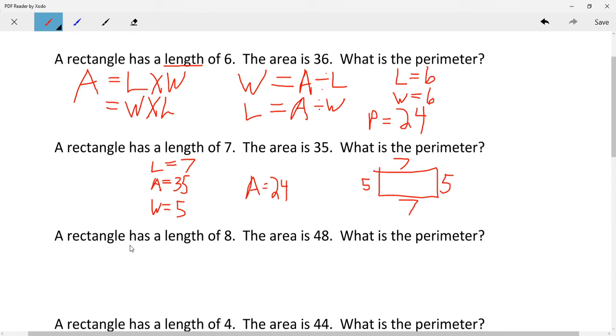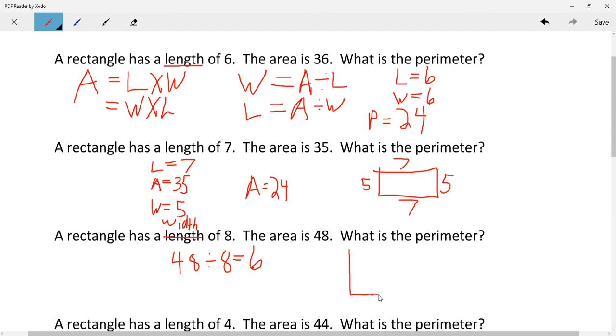So let's go through this one. A rectangle has a length of 8. The area is 48. What is the perimeter? So first we need to find the width. And as I said, it doesn't matter if this said width, right? If this just said width, we would be doing the exact same thing to find the length, which is just 48 divided by 8, which equals 6. So now we know the dimensions are 8 and 6. It doesn't matter which one you call width and which one you call length, right?